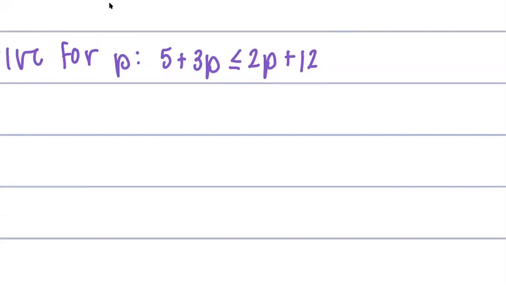Yeah, so subtract 2p on both sides, and then subtract 5 on both sides. Yes. And then when you do that, you get p is less than or equal to 7. Okay, yeah. Okay, perfect. Good job. Thank you, Sam. Any questions on this one?